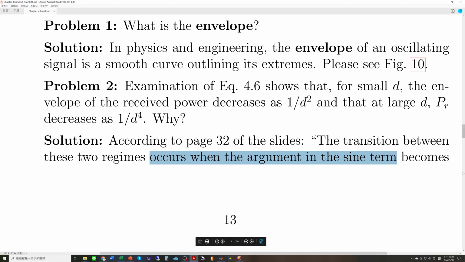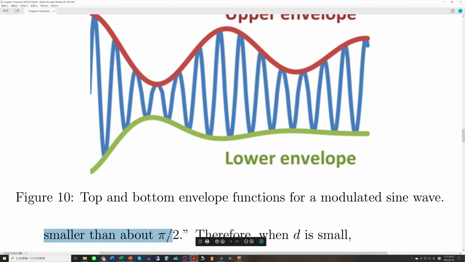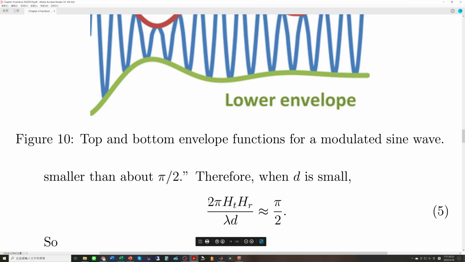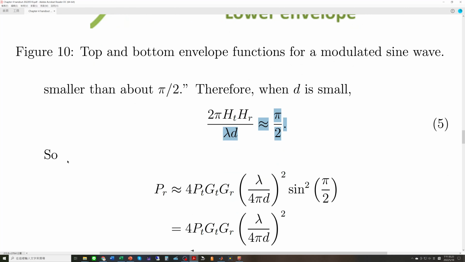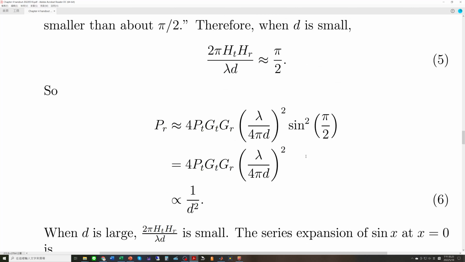becomes smaller than about pi over 2. So 2 pi HTHR over lambda d is approximately pi over 2. So PR is approximately 4 pt GTGR times the square of lambda over 4 pi d times sine square of pi over 2, because the argument in the sine term now is approximated to pi over 2. And we know that sine of pi over 2 is equal to 1, so we can cancel this term. And this equation is equal to 4 pt GTGR times lambda over 4 pi d square.